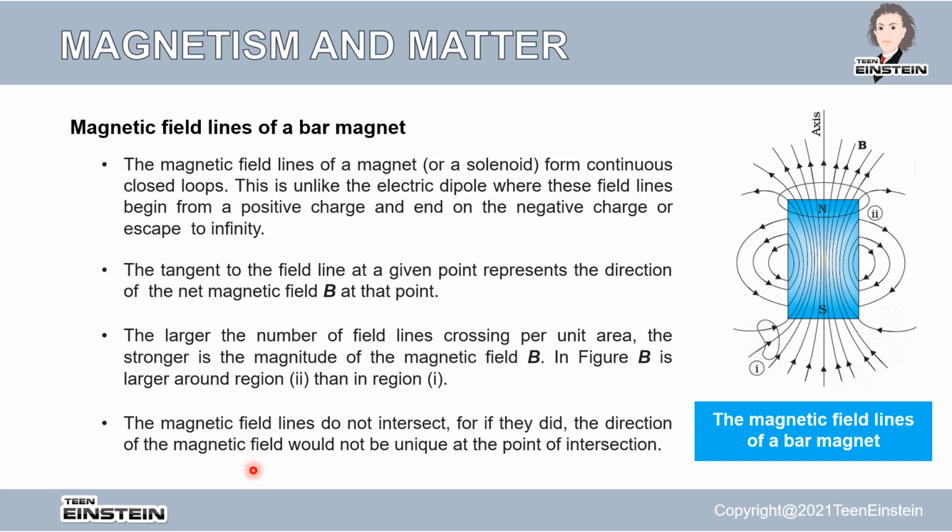The magnetic field lines do not intersect, for if they did, the direction of the magnetic field would not be unique at a point of intersection. So this is also similar to electric field lines. They do not cross each other. The magnetic field lines never cross each other, because if they crossed each other, then at that point the magnetic field would have two different directions. So that is not possible. Even if they had two different magnetic fields, then the resultant will be in only one direction. So the magnetic field lines do not cross each other.